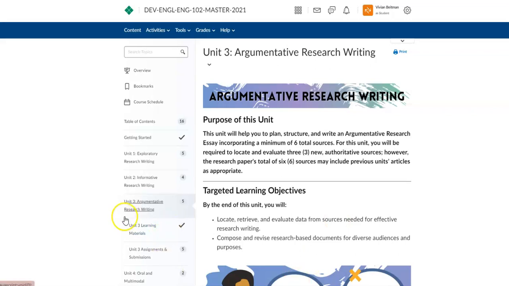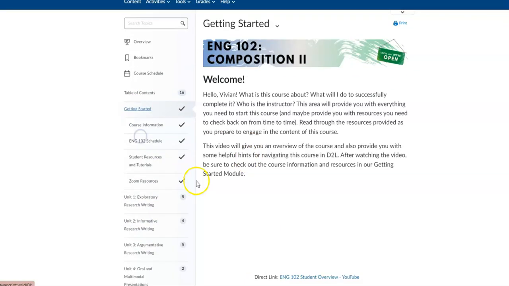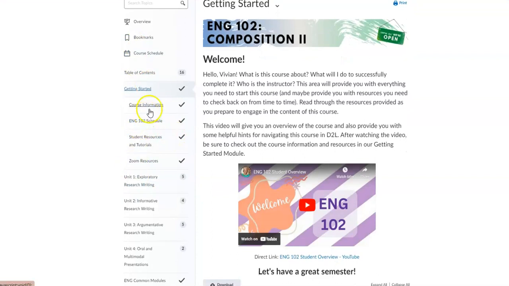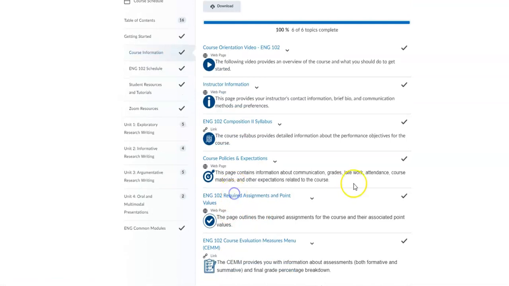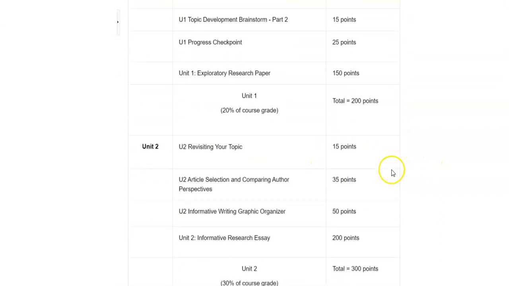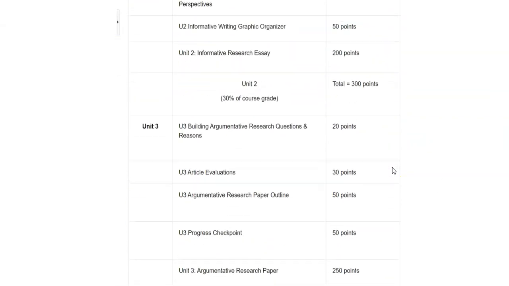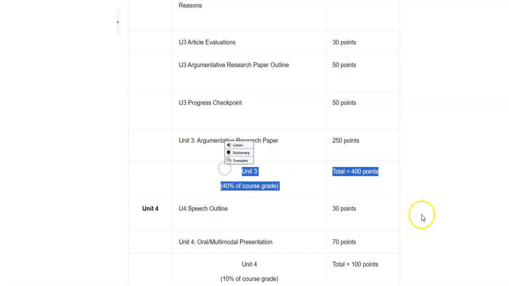As the other units have been set up, we have two sub-modules, one on learning materials and the other on assignments and submissions. You may remember when you looked at the Getting Started materials that the several assignments that we have in this particular unit are worth the most number of points to you. So collectively, this unit accounts for 40% of your grade in this course.